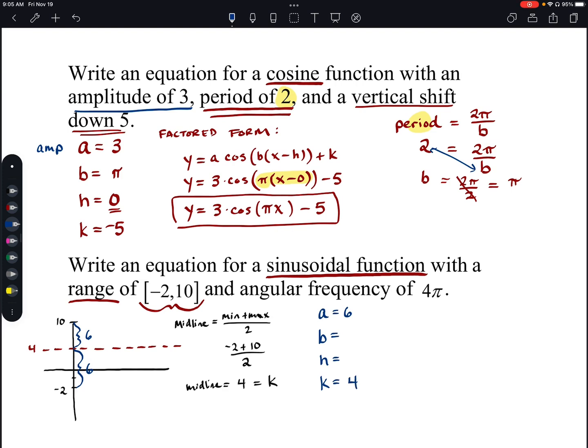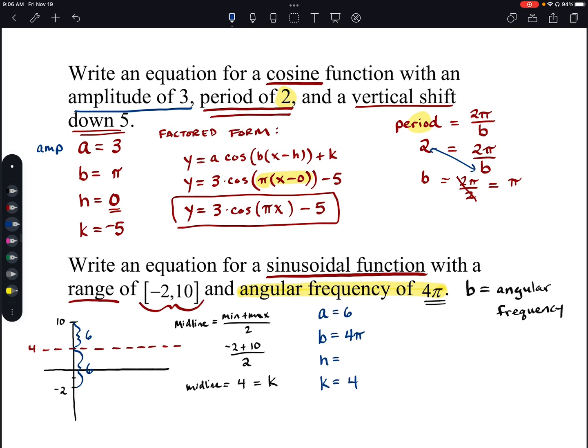Okay, so the next part here is figuring out B and H. With B, you see that we have this description. It says the angular frequency of 4 pi. Now, we don't use that terminology very often. Really, that's kind of talking about how our graph is changing over time. But in this case, all you need to know this year is that B is equal to our angular frequency. We can use that to figure out our period length most of the time, but in this case, we don't really need to know what the period length is if we know what the angular frequency is. If it's 4 pi, that means that our B value is 4 pi.